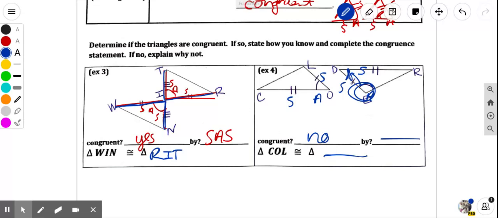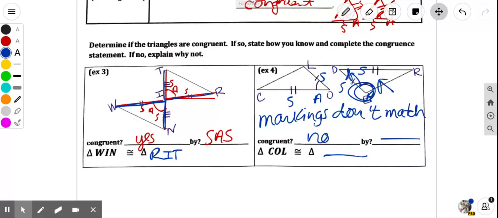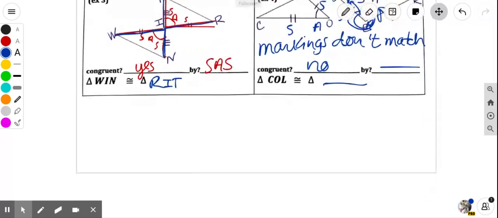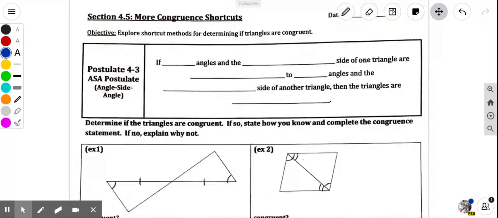You could also say it's not side angle side in both of the triangles. Like in one of them it's side angle side and the other one it's side angle. And side angle doesn't work. So I'm just going to say markings don't match. If they did both match, but they were like this one where it was side angle, you would just say like side angle doesn't work or something like that. Okay, so far we've done side side side and side angle side. Those are the first two shortcuts. Let's do the last two.